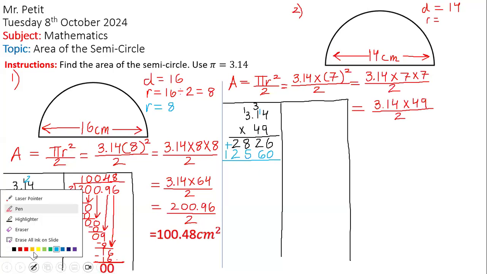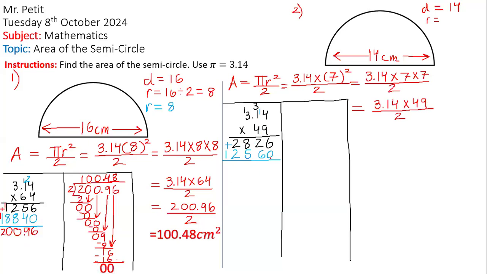And so, what do we have? 6 plus 0 is 6. 6 plus 2 is 8. 8 plus 5 is 13. Put the 3 down, put the 1 up. 2 plus 2 is 4. 4 plus 1 is 5. And 1 plus 0 is 1. And so what we have here is 15,386.